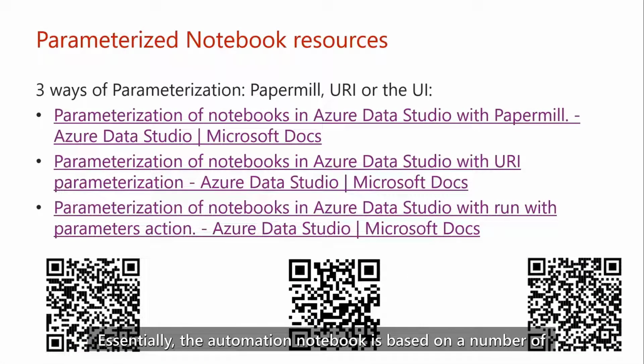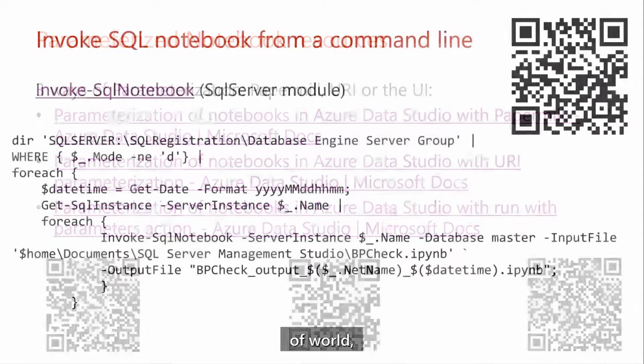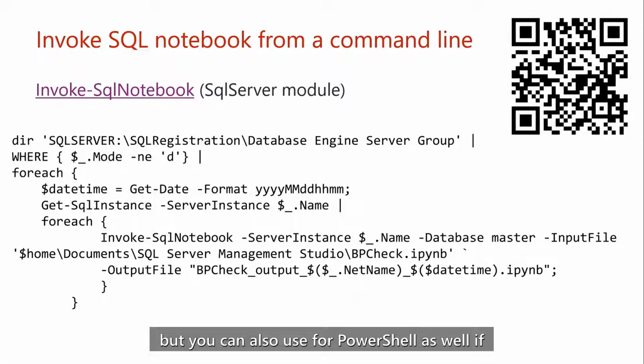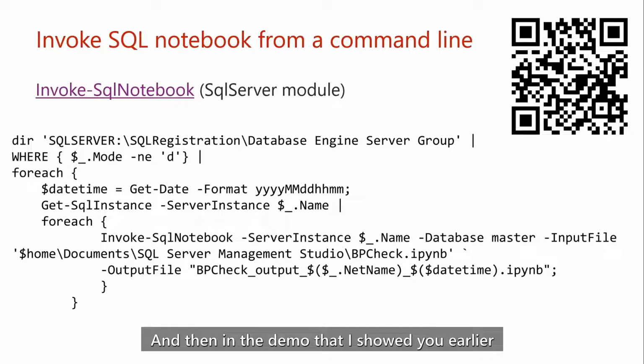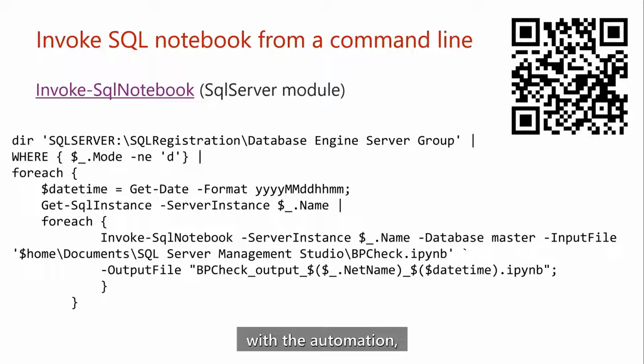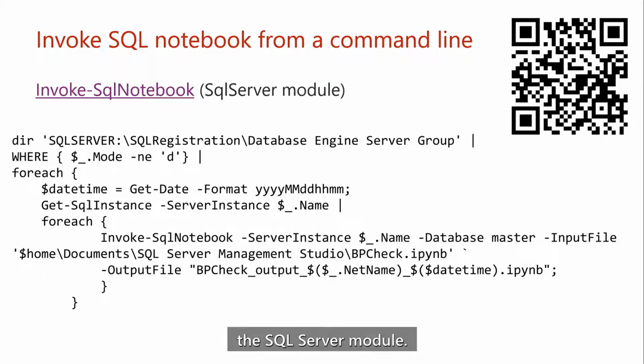Essentially, the automation notebook is based on a number of concepts that we talked about throughout this demo. The first one is parameterization, which Vasu talked about earlier. So here are some useful resources for you to get started. This is specifically very helpful for the Python world, but you can also use it for PowerShell if you need to. And in the demo that I showed you earlier with the automation, I actually used Invoke SQL Notebook, which is part of the SQL Server module. So this is using PowerShell.